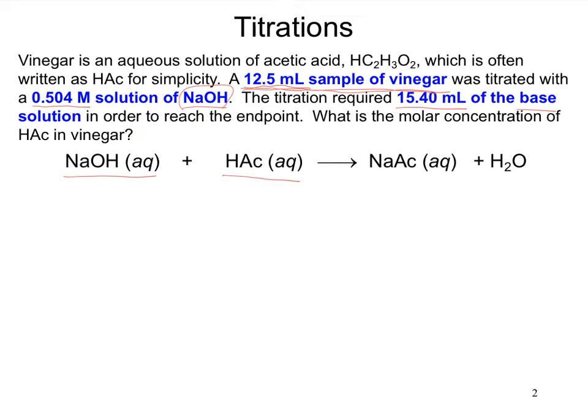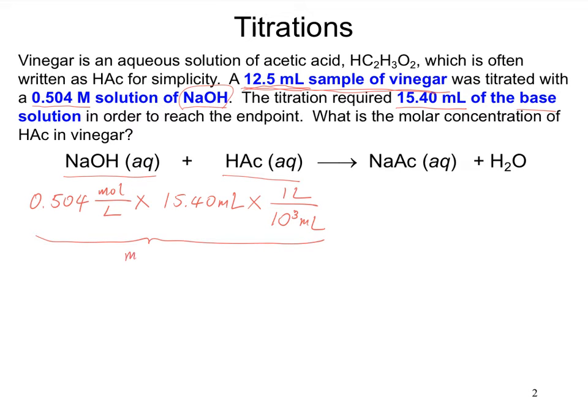So how many moles of base do we have? We know that the concentration of the base is 0.504 molar, that is mole per liter. And we have 15.40 milliliter of the base. Because we have mole per liter, we need to convert milliliter to liter. For every liter, we have 10 to the third milliliter. So this gives us the mole number of base.